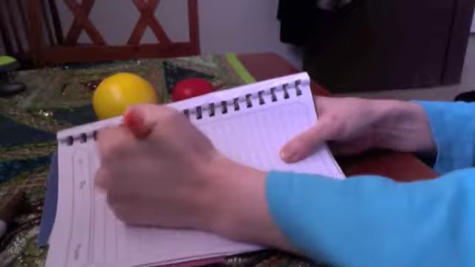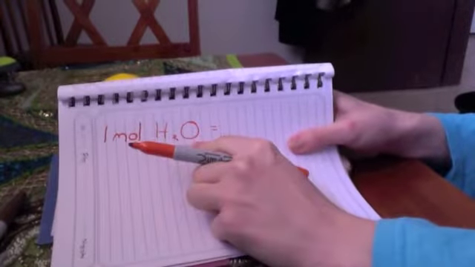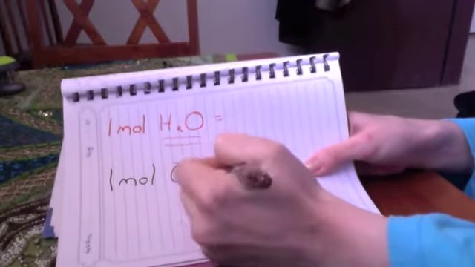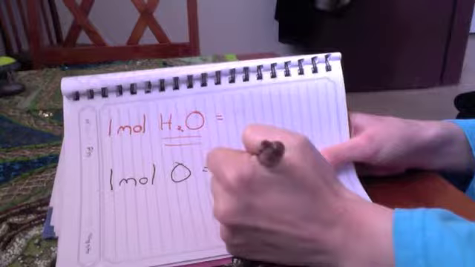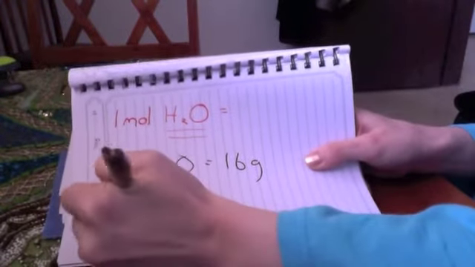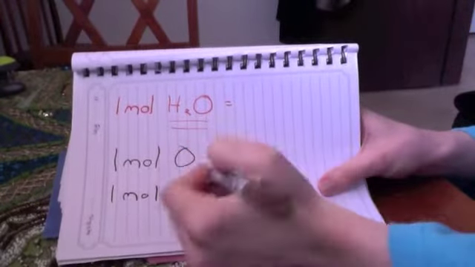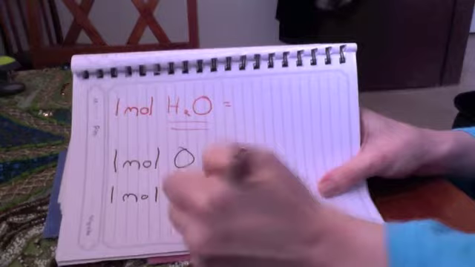Mole of a water molecule, H2O. How would I even begin to know what the mass is of 1 mole of the water molecule? Well, if I look at the periodic table, I know that 1 mole of a single oxygen, not the way it exists in nature, but just a single oxygen element, would be around 16 grams. And 1 mole of a single hydrogen element would be about 1 gram, right?